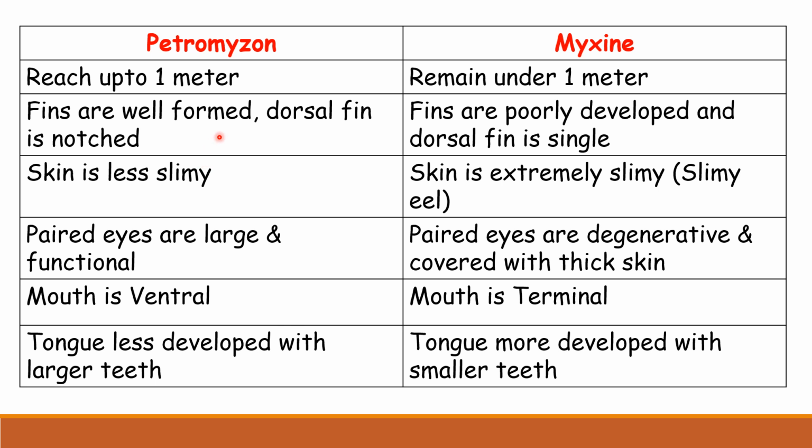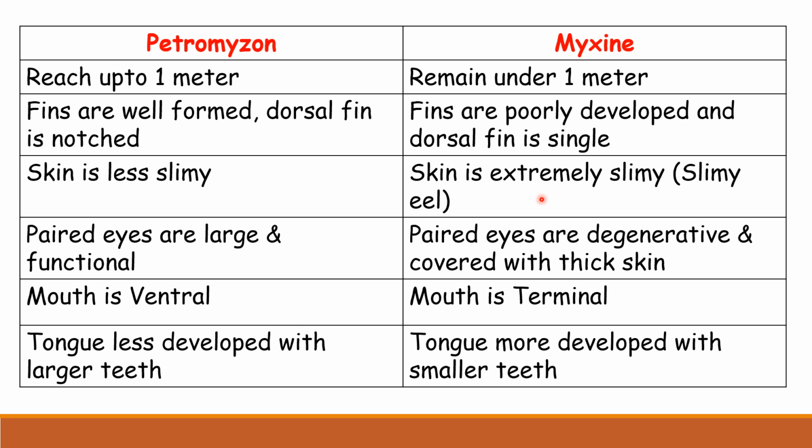In lampreys, the fins are very well formed, and the dorsal fin is notched. On the other hand, in hagfishes, the fins are very poorly developed, and the dorsal fin is single in number. Here in petromyzon, the skin is less slimy, but the hagfishes are extremely slimy because of the excessive secretion of slime. The hagfishes are also commonly known as slimy eels.